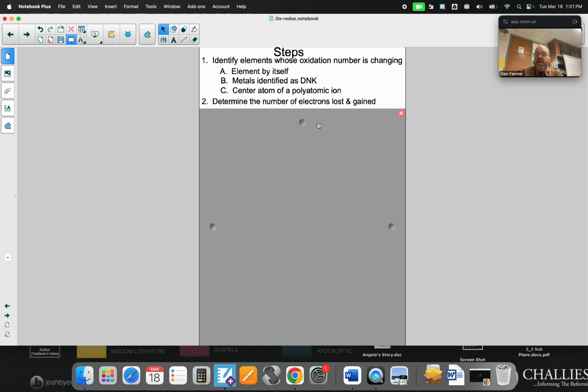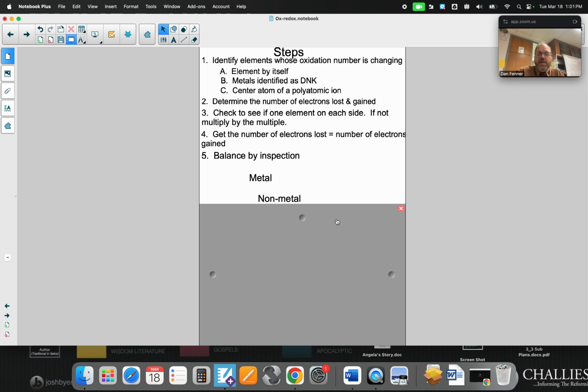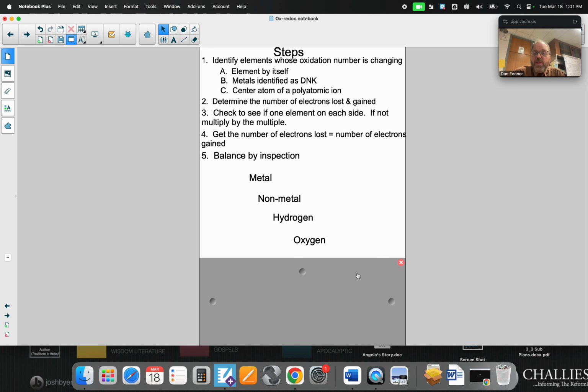Then we determine the number of electrons lost and gained, so we identify, and then check to see if there is one element on each side; if not, multiply. Now that's a hard step. We're going to show you that process a couple times to get that third step understood. Then we get the number of electrons lost equal to the number gained, and balance by inspection, of course, that is metal, non-metal, hydrogen, oxygen. So write down those steps. Those are the steps for oxidation reduction.